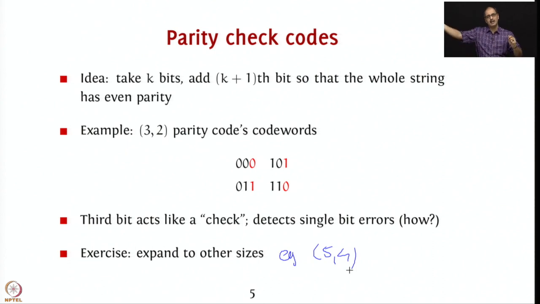Now, if you make the parity check code larger and larger, then there is a problem, because if you make it larger and larger, there will be many more even number of bit errors that are going to go undetected, and you will end up making a lot more mistakes. So that is something you have to bear in mind.